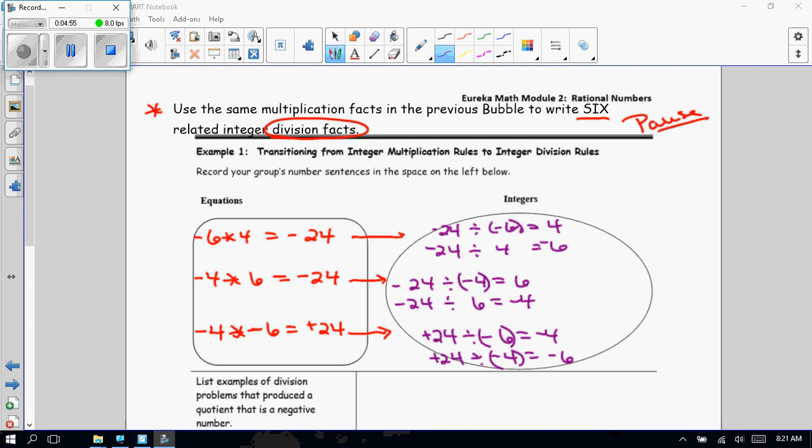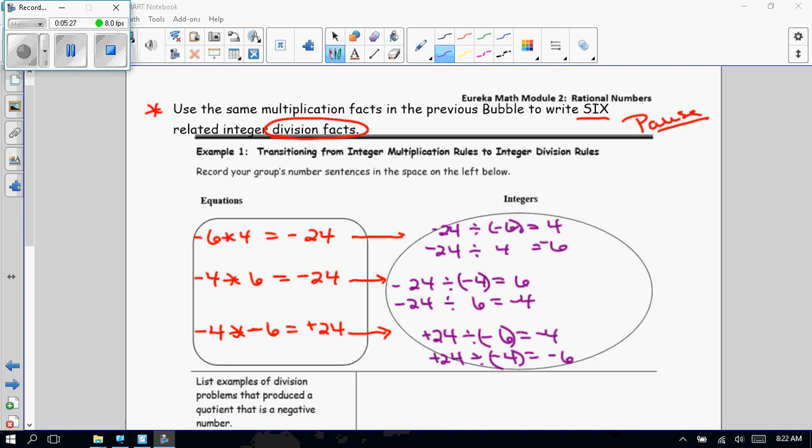Negative 24 divided by the positive 4, right? Because there's a positive 4 in the original red problem there. That equals my negative 6. So all of my numbers, my integers, all stayed the same in that example. My second one, negative 24 divided by negative 4 gives me my positive 6. Or I could have said negative 24 divided by the positive 6 gives me my negative 4. And then lastly, the positive 24 divided by the negative 6 gives me a negative 4 answer. And then the positive 24 divided by my negative 4 gives me a negative 6 as my answer.